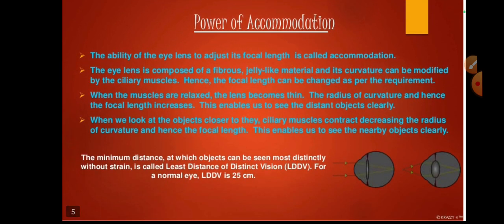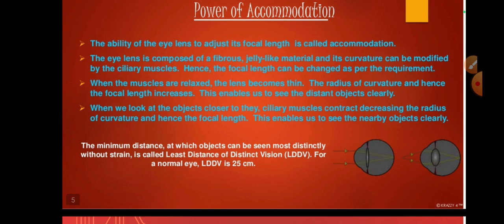Then power of accommodation. The ability of the eye lens to adjust its focal length is called accommodation. The eye lens is composed of fibrous jelly-like material and its curvature can be modified by ciliary muscles, hence the focal length can be changed as per the requirement.